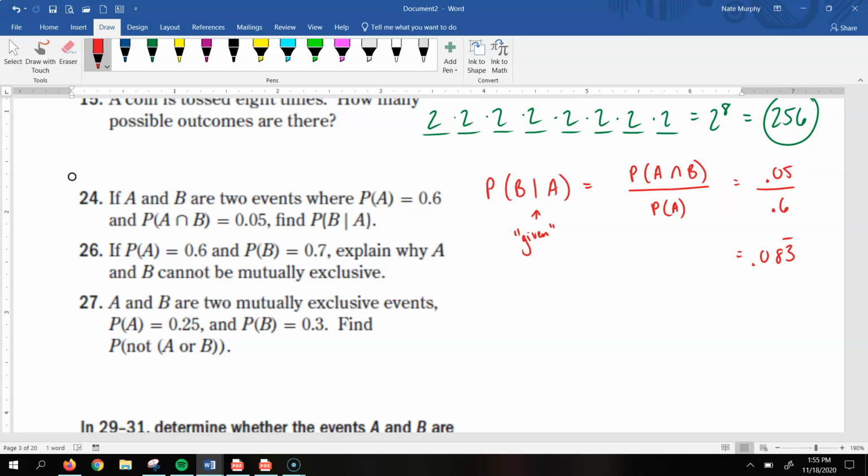0.083 repeating, or we could say 8.3%. All right, let's look at number 26 now.